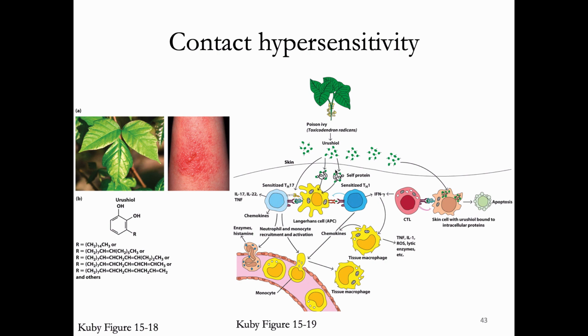Notice that when you get into some poison ivy, you don't get a rash like 5 minutes later. It's not an immediate type hypersensitivity response. You get a rash a day or so later. And that's because of the time it's taking for the T cells to traffic from the lymph node.